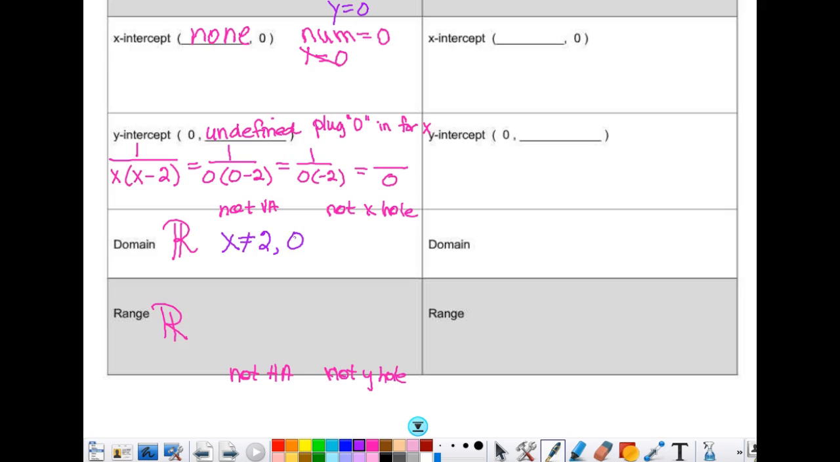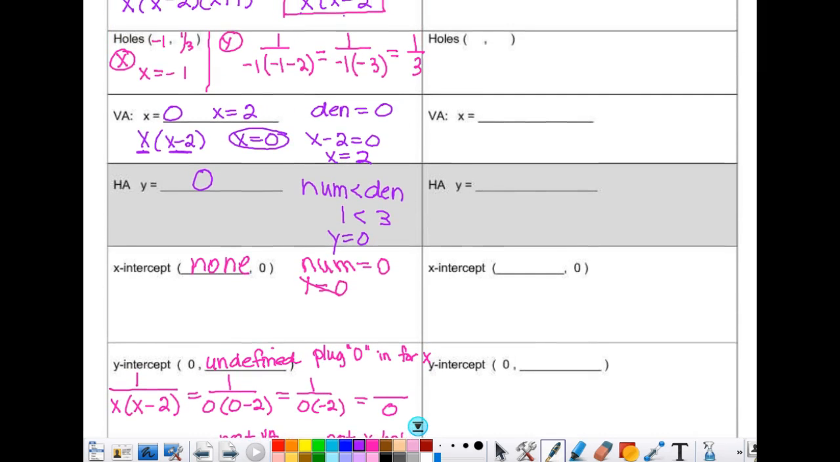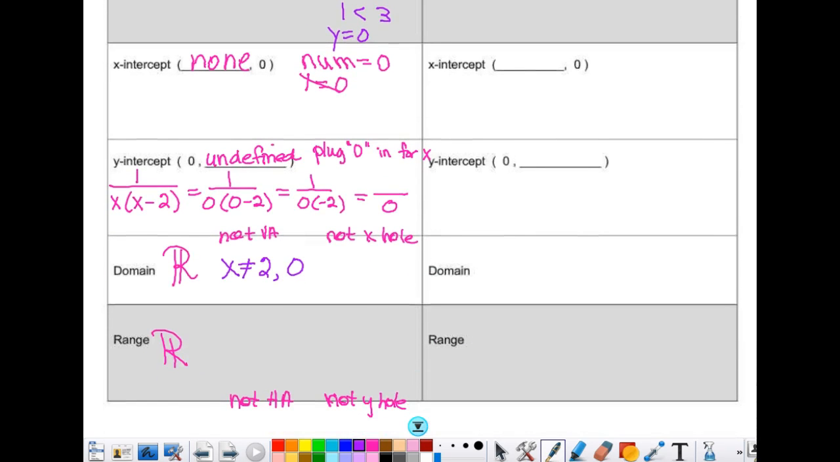So you just look right here, guys. You're not having to do any math. You're just going back and looking. The x of the hole is -1. The vertical asymptotes were 0 and 2. So it's not -1. What's the horizontal asymptote? 0. Y is not 0. What's the y of the hole? 1/3. Okay, so let me turn this off.